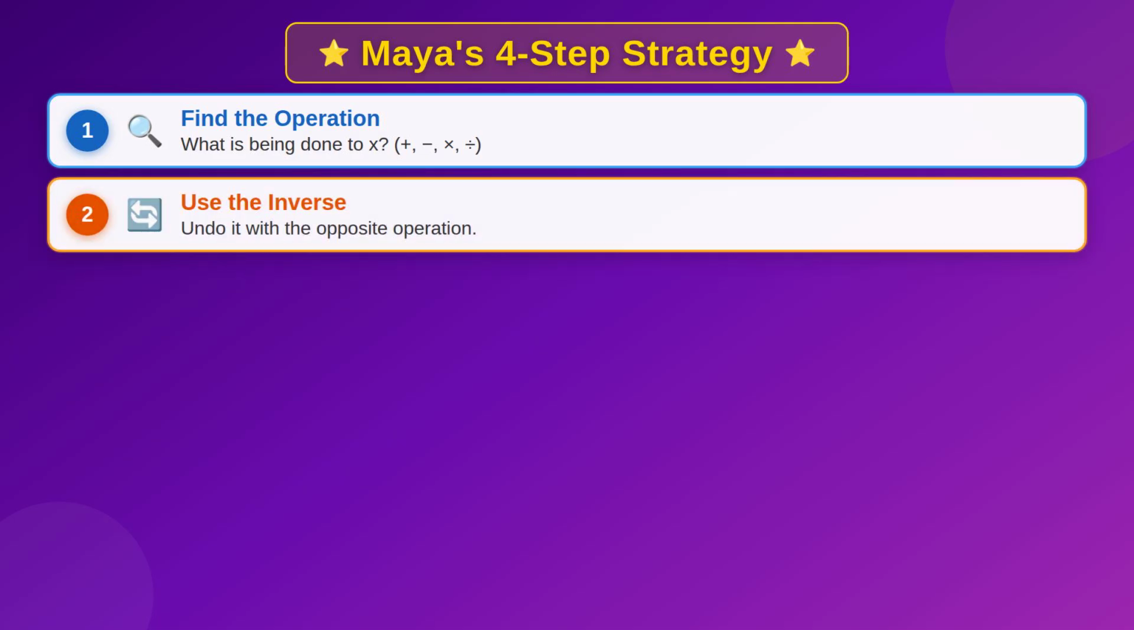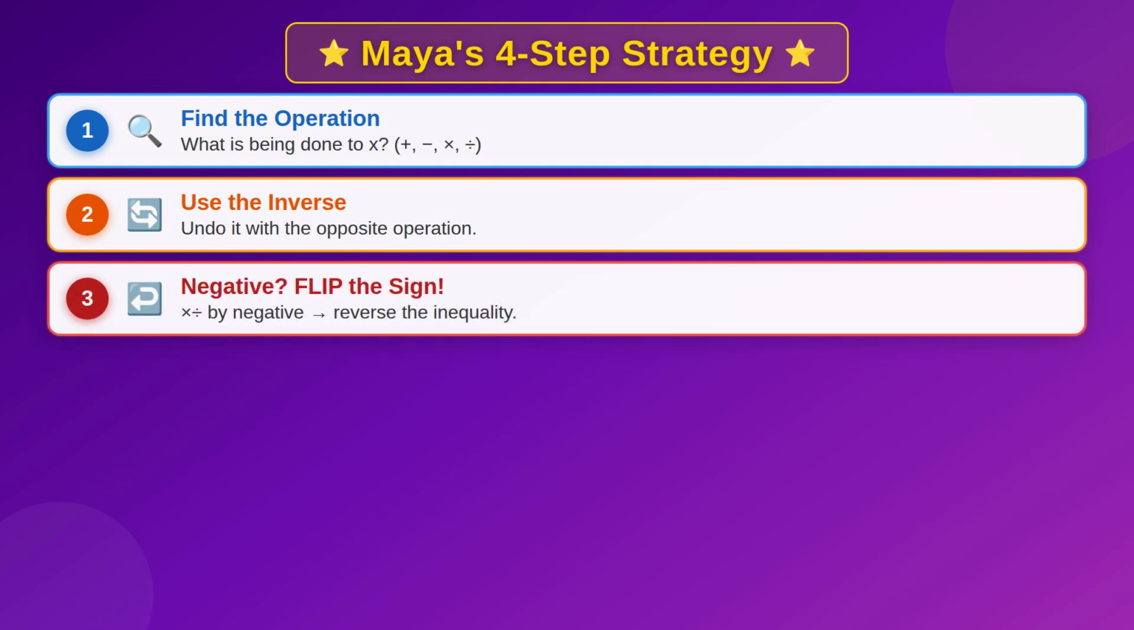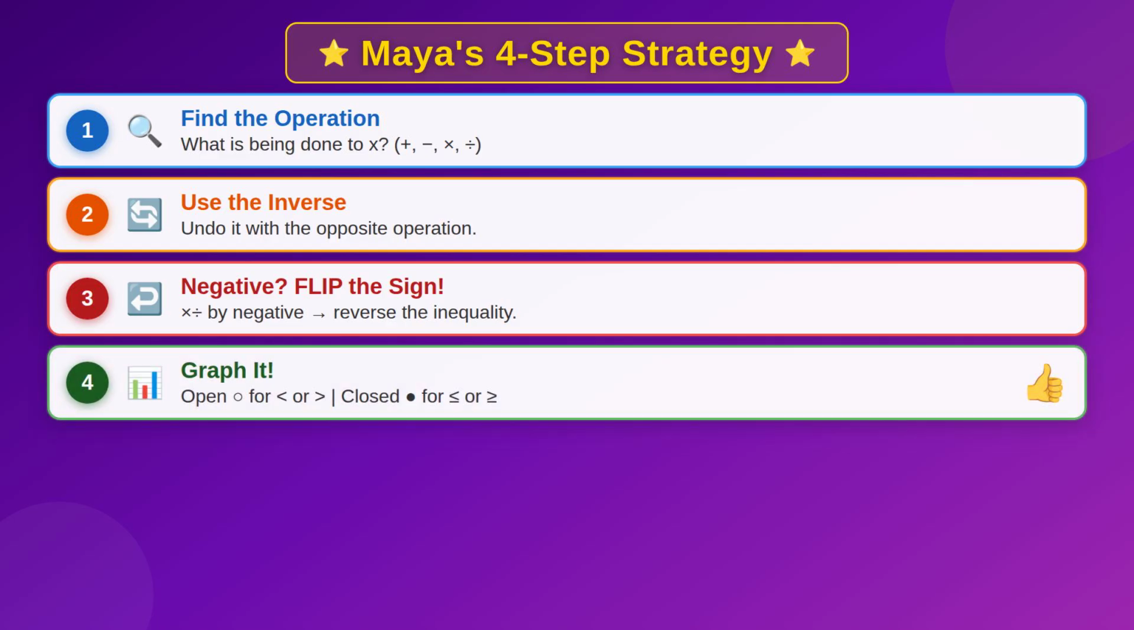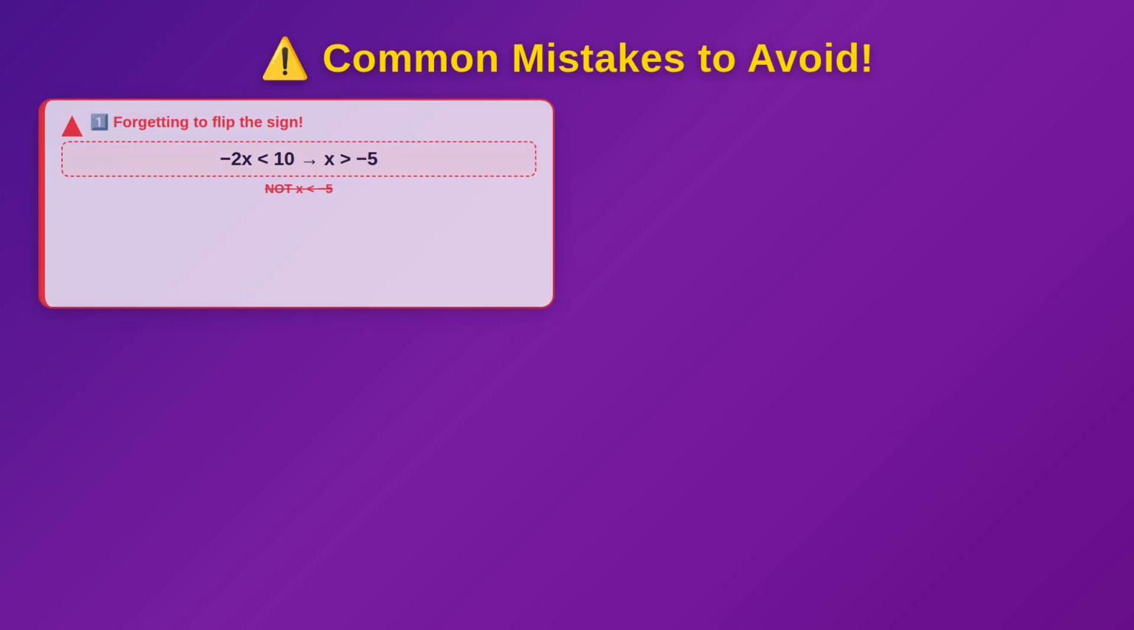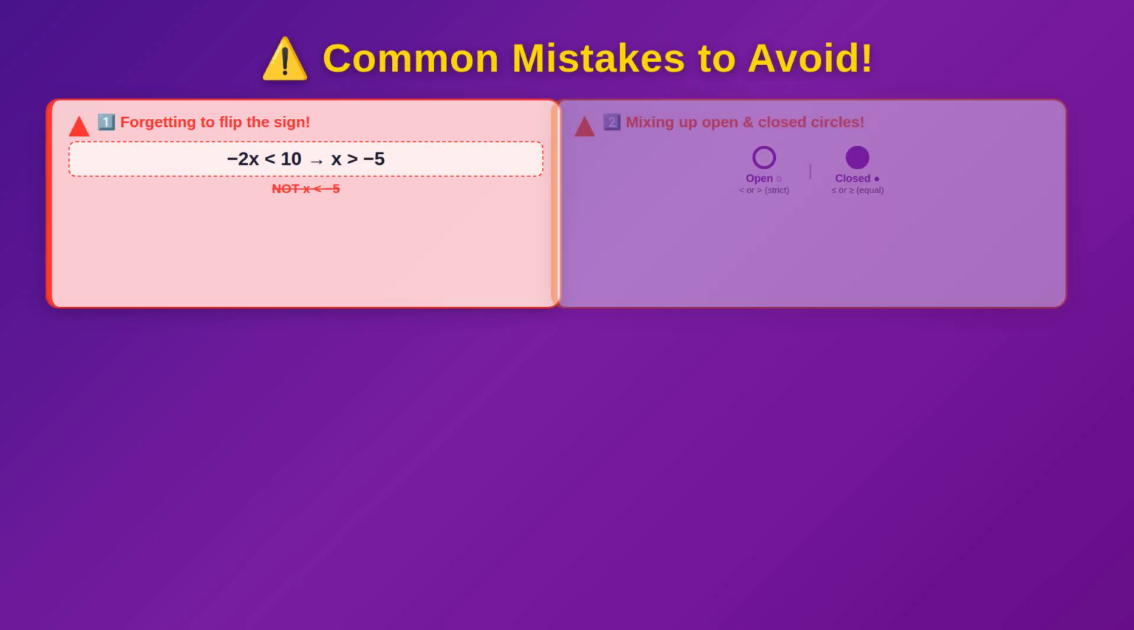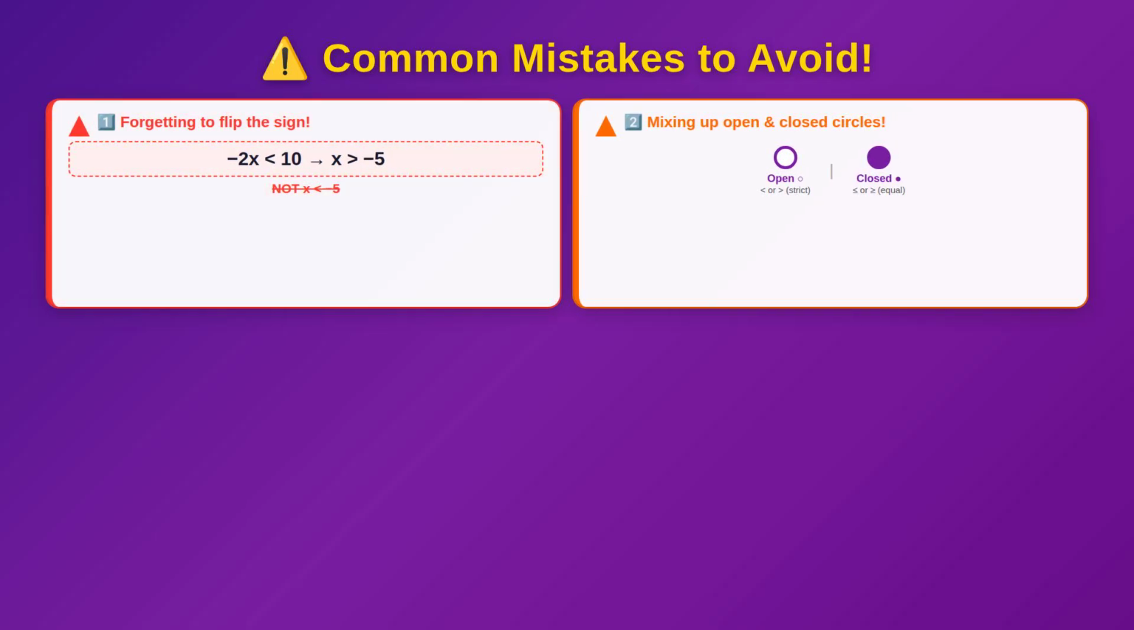Maya figured out a 4-step strategy that she writes at the top of every test, and you should too. Step 1, figure out what operation is happening to x. Step 2, use the inverse, the opposite, to undo it. Step 3, if you multiplied or divided by a negative, flip the inequality sign. And step 4, graph your answer. Open circle for strictly greater or less than, closed circle for greater than or equal to or less than or equal to. That's the whole game. 4 steps and you're unstoppable.